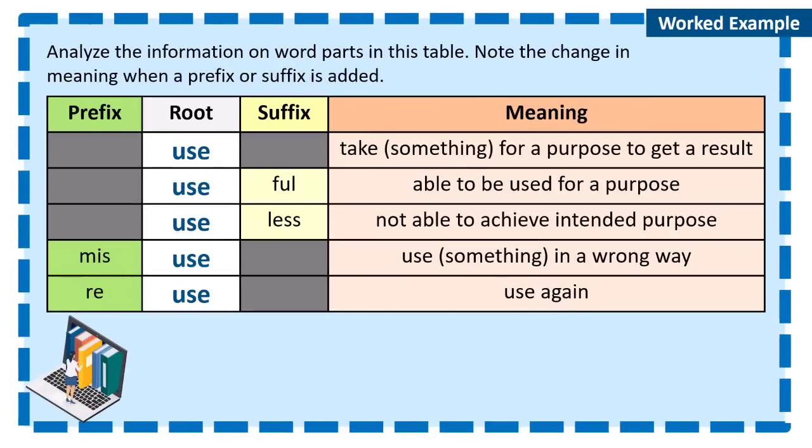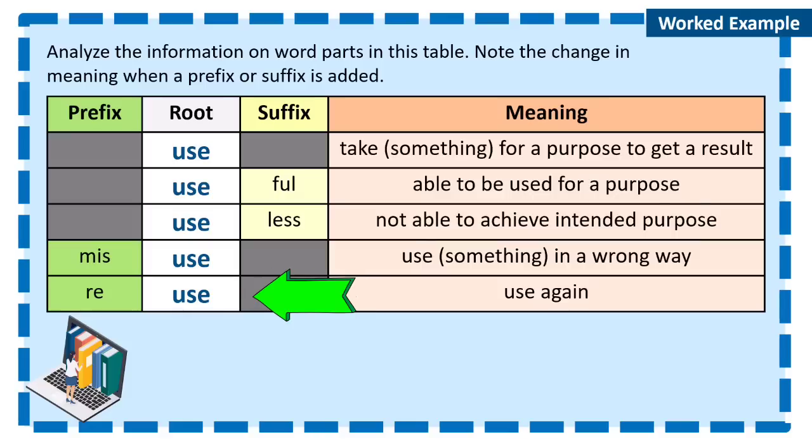Let's go on by analyzing word parts. We are focusing on the root word use, which means take something for a purpose to get a result. With suffix full, it would mean able to be used for a purpose. With suffix less, it means not able to achieve intended purpose. Misuse, that is adding the prefix mis, means use something in a wrong way.